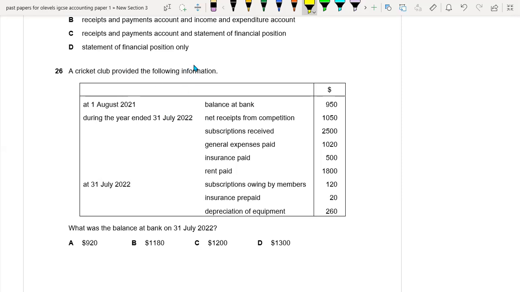So Cricket Club provided the following information at 31st August 2021: balance at bank, that is 950. So basically we are going to prepare the bank account, because as you can see, they are talking about the balance on the bank account. We know that this would be coming under the debit side. Net received from the competition. So we have received this income, so we will be writing it here, 1050.